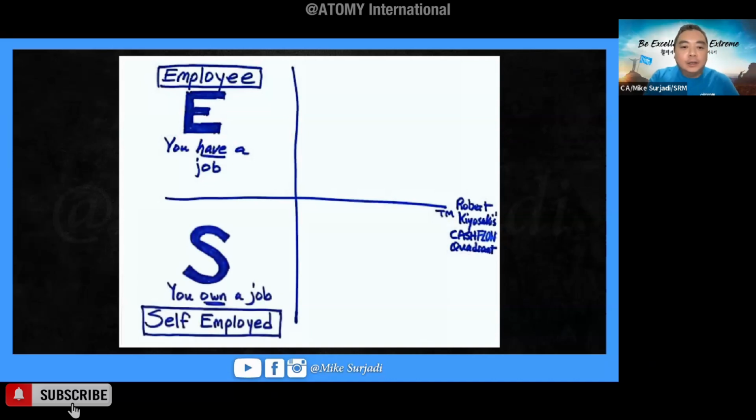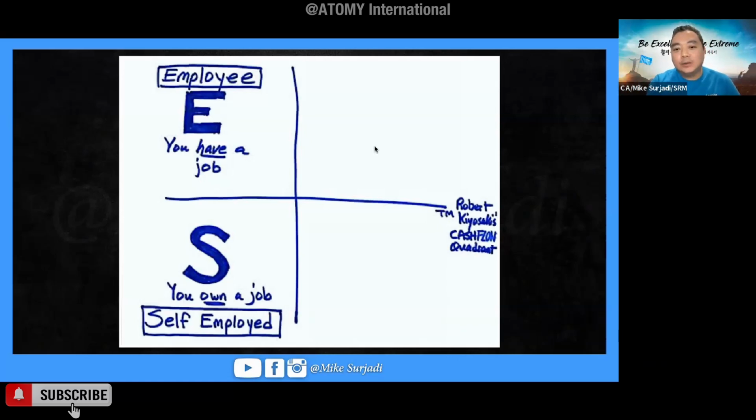The second quadrant on the bottom left is S for self-employed. What does it mean? Instead of working for a company, now you hire yourself. It means you employ yourself to do the job. Instead of paying someone to do the job, you are paying yourself to do that job. It is similar to the employee. It's not different, because all the self-employed people are trading their time for money. If they don't have time, if they don't have the ability to do the job, they're not making money. Again, this is on the left quadrant. The goal is for you to shift from your left to your right.